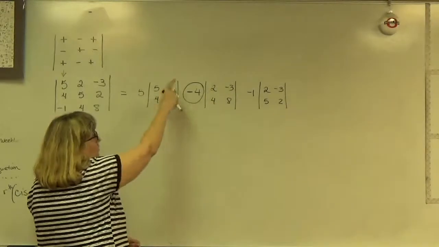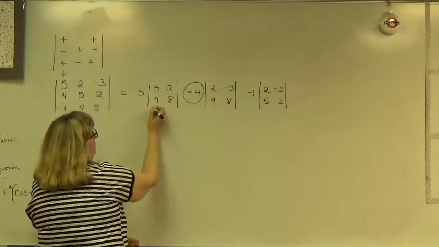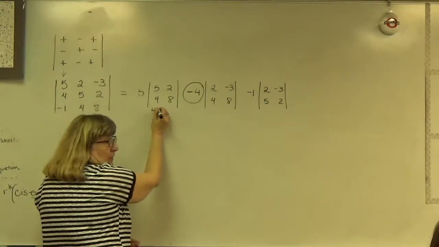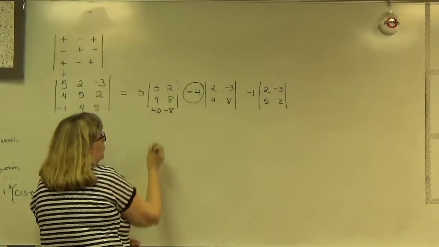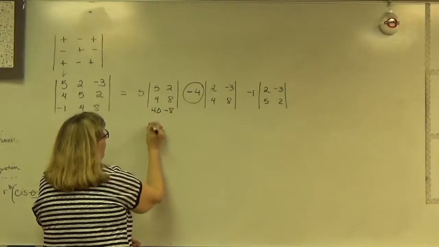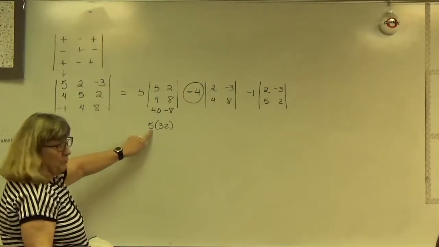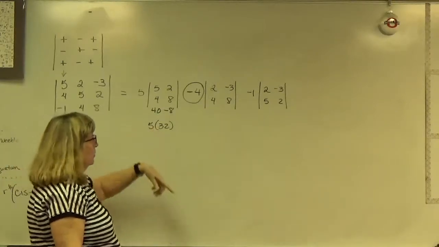So Tatum, what would the first one evaluate to be? 48. Okay, it's 40, I agree. 5 times 40 minus 8. So what's 40 minus 8? 32. And I saved the 5, it is going to be distributed across the 32, but not yet. We're going to save that.